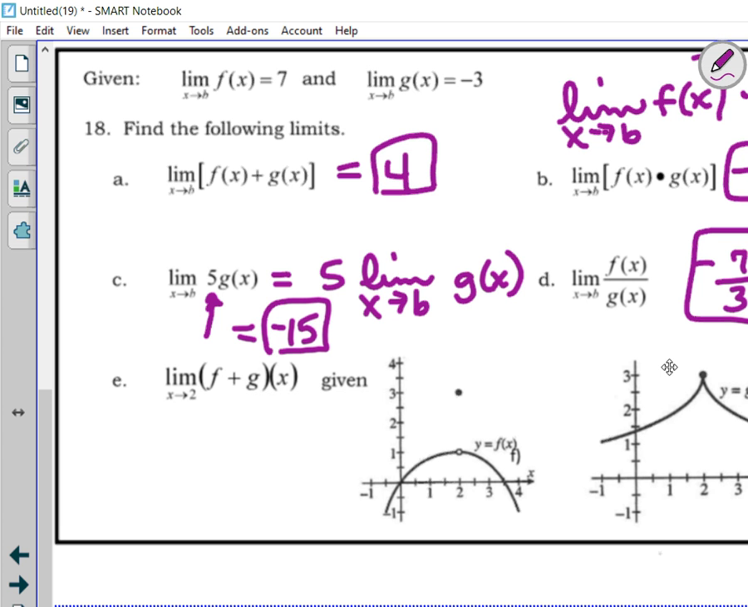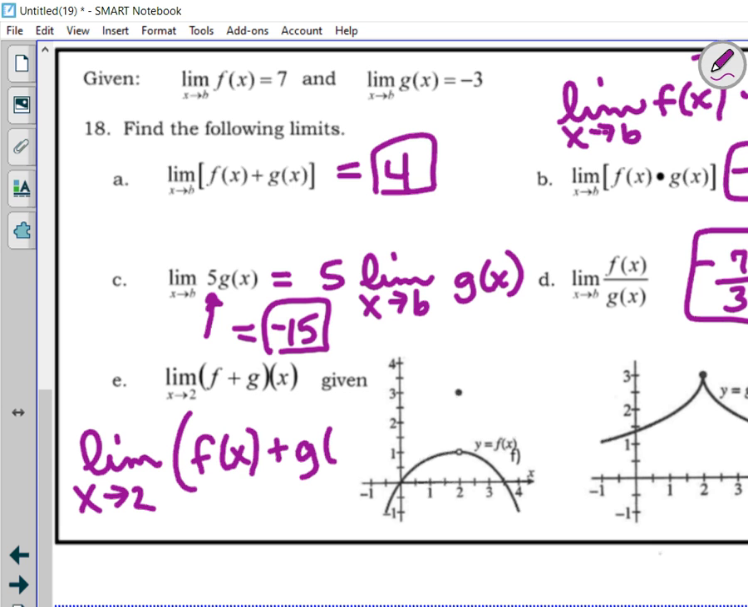You have a graph for F, and you have a graph for G to help you figure out the limit of F plus G of X. That's just a slightly different notation. It's the same as saying I want the limit as X approaches 2 of F of X plus G of X. Just a different summation tool for two functions.